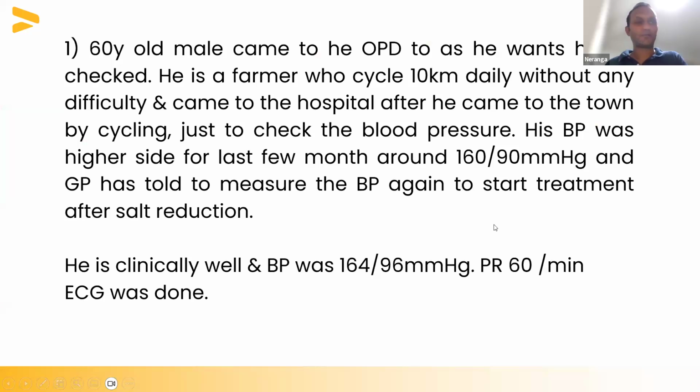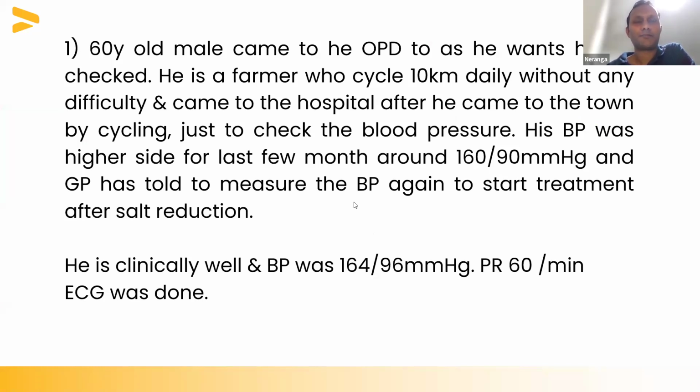First we'll go through some cases. This is a 60 year old patient coming to the OPD to check his blood pressure. He's a farmer who cycles around 10 kilometers daily without any difficulty, and came to the hospital just after cycling into town. His blood pressure has been on the higher side for the last few months, around 160/90, and the GP told him to measure it again. He has also undergone salt reduction.